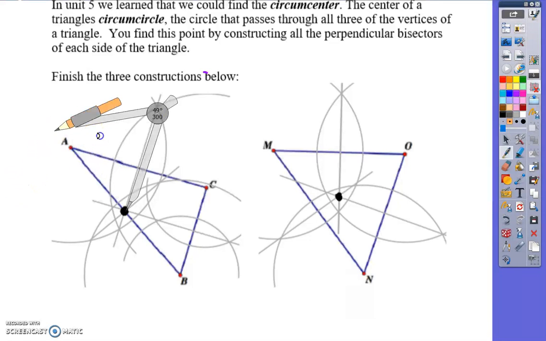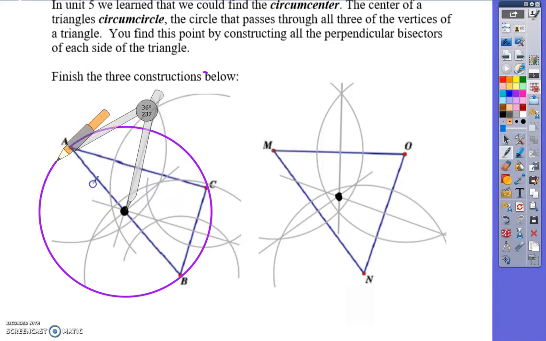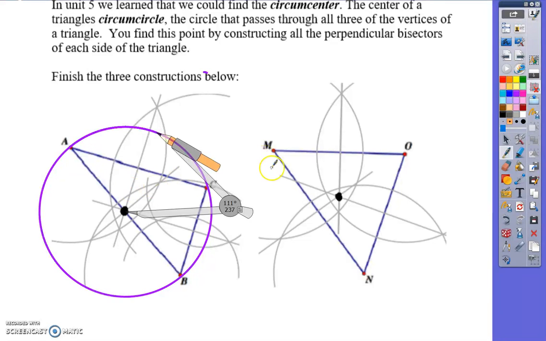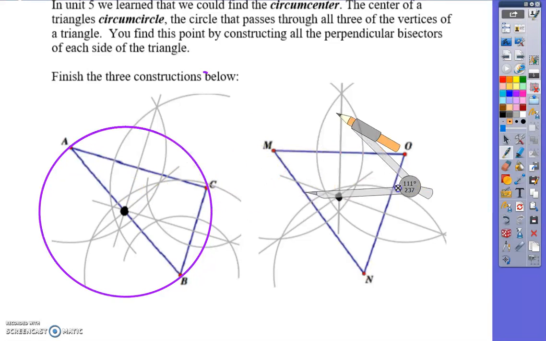Turn our compass so that we can line up and make sure that we are actually equidistant, and draw a circle. You'll notice that we have inscribed this triangle. It's cyclic because we can put a circle around it. And that's all I'm looking for here, is for you to continue to do that with the rest of them.